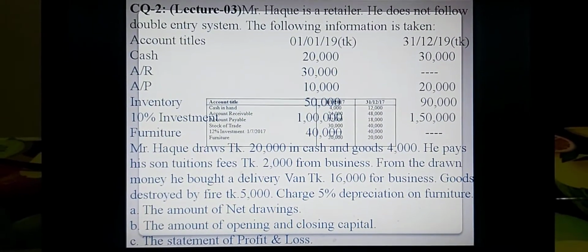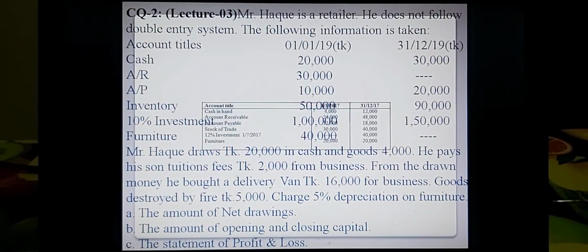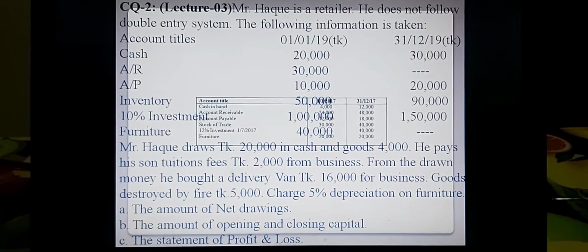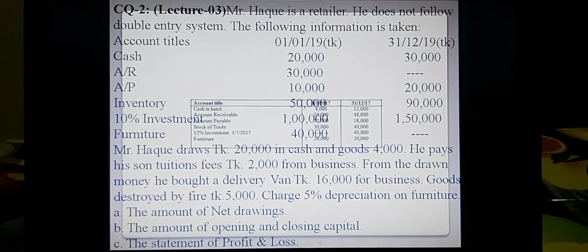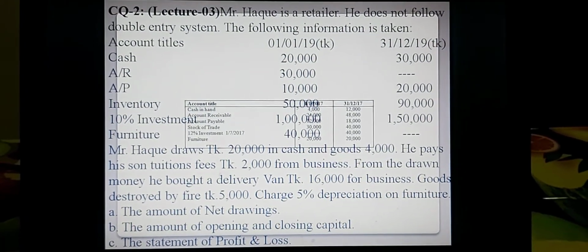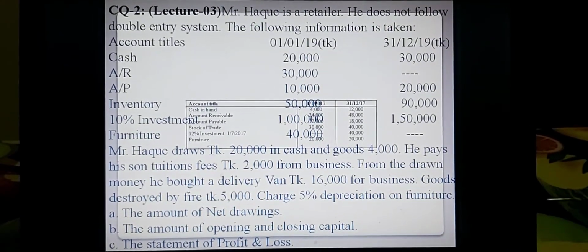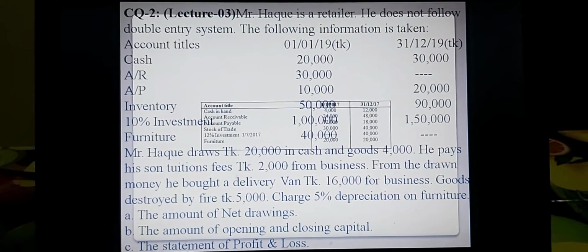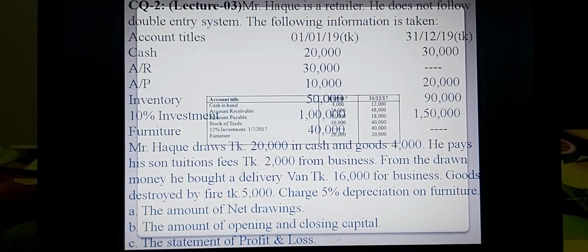Just read it. Mr. Hawk is a retailer. He does not follow the double entry system. The following information is taken from his business. Account title. 1/1/19, that is the beginning time of this year 2019. The following balances are available for the beginning or opening time.